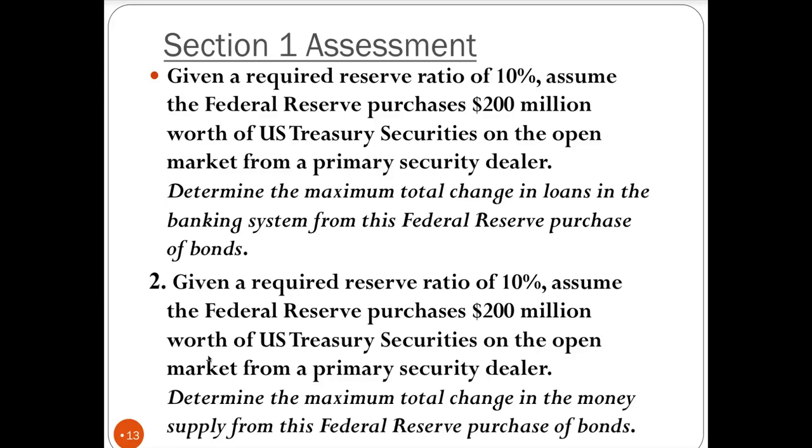For number 2, you're given a required reserve ratio of 10%. We're assuming the Federal Reserve purchases $200 million worth of U.S. Treasury securities on the open market from a primary securities dealer. We're going to determine the maximum total change in the money supply from this Federal Reserve purchase of bonds. So once you figure out the maximum total change in loans, you should be able to pretty easily figure out the maximum change in the money supply. So once again, this is going to be very similar to the problems that you just answered, or the example that you were just given. Okay, so go ahead and answer those.